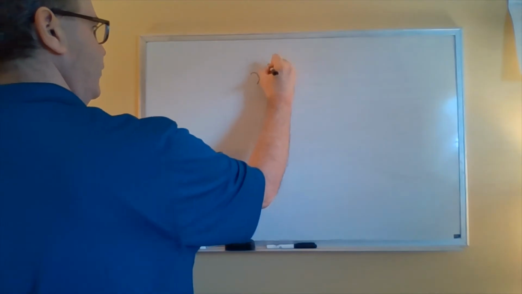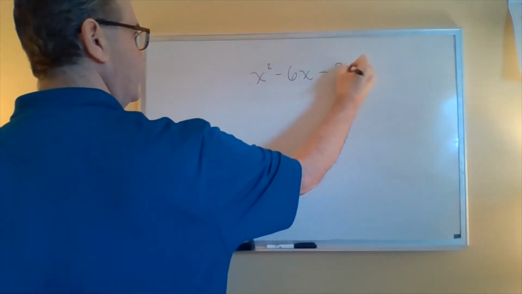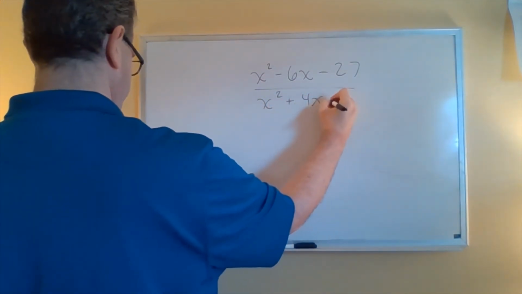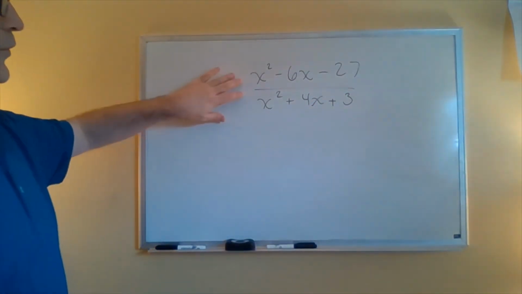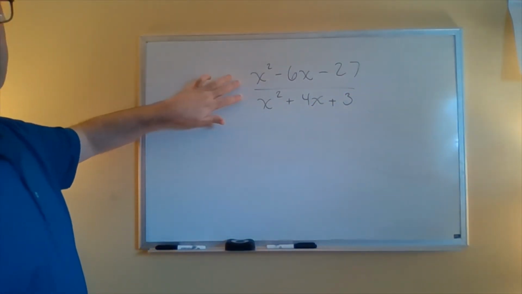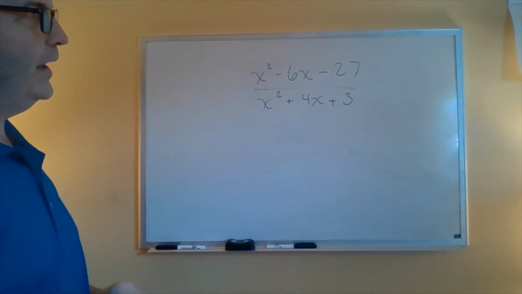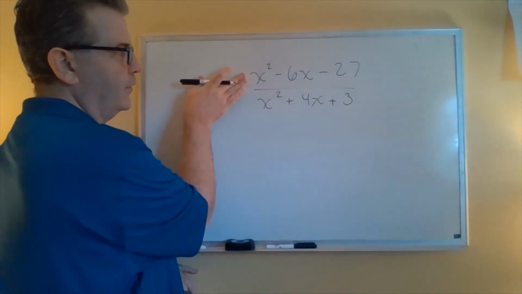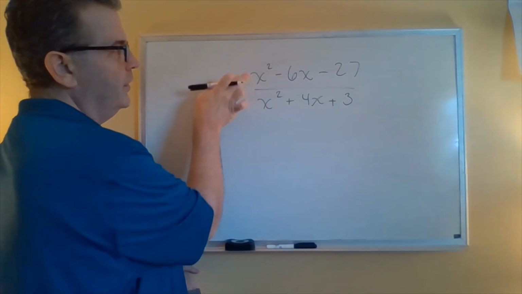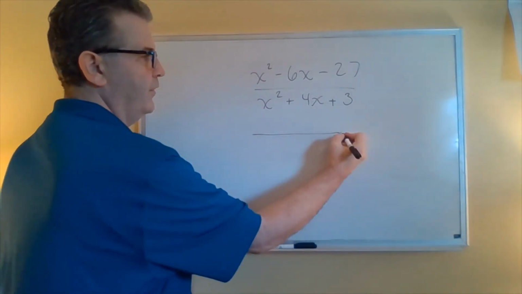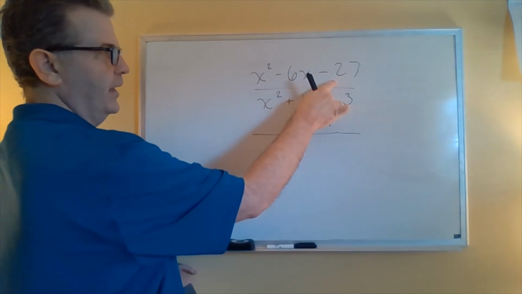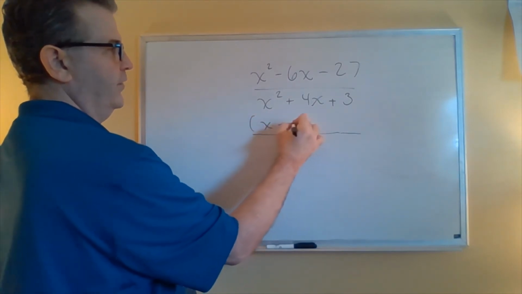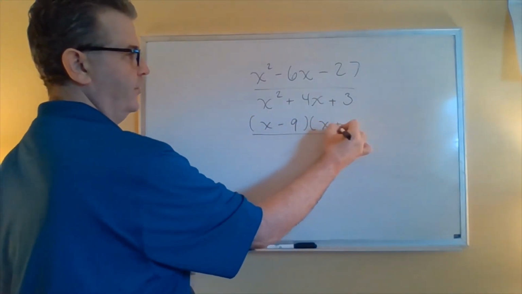We have x squared minus 6x minus 27 over x squared plus 4x plus 3. Let's say this is our rational expression, and we were instructed to simplify it. So we have to go back to our last unit and remember factoring trinomials. Let's take it one piece at a time. We'll look at the numerator first and then the denominator. Let's factor this numerator. We need to find two numbers that when multiplied together give us negative 27, and when added together give us negative 6. That would be x minus 9, x plus 3.